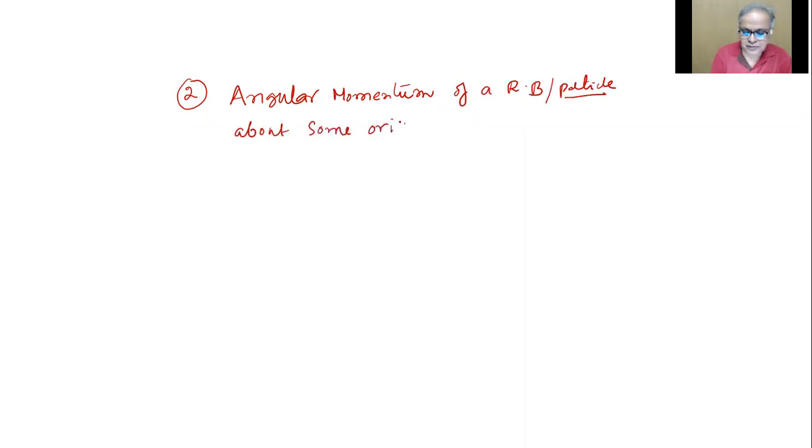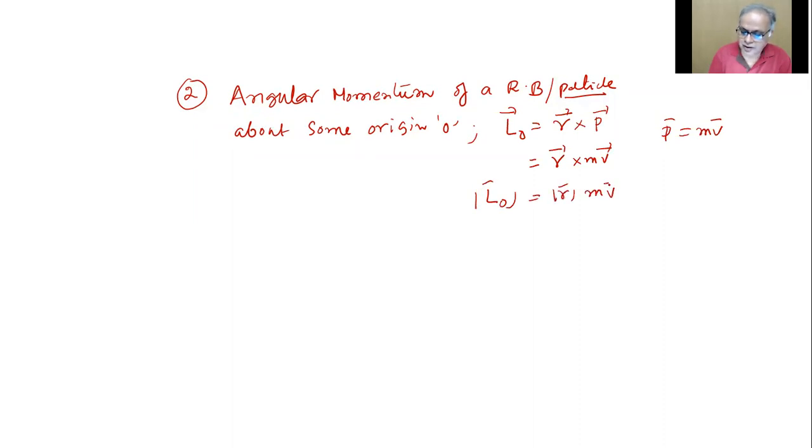about some origin O is given by L about O. You give a name L to that. R cross P, P is linear momentum. Or R cross mv. Or mod L equals mod R mod mv sine theta.